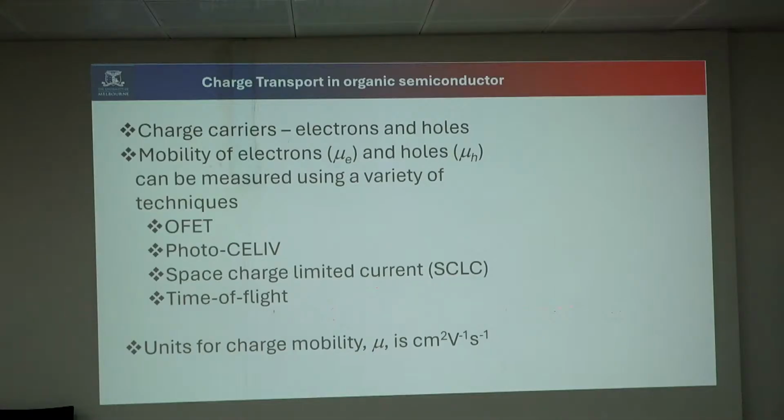Now we come to charge transport. Here the mobility is electron mobility and hole mobility, because if the holes are traveling in the donor, that's called hole mobility. In the acceptor it is electron mobility, and we have OFET and everything. The unit for mobility is centimeter square per volt per second. Mobility is how fast the electron is moving in the phase under the influence of an electric field. That's why it's velocity divided by electric field.